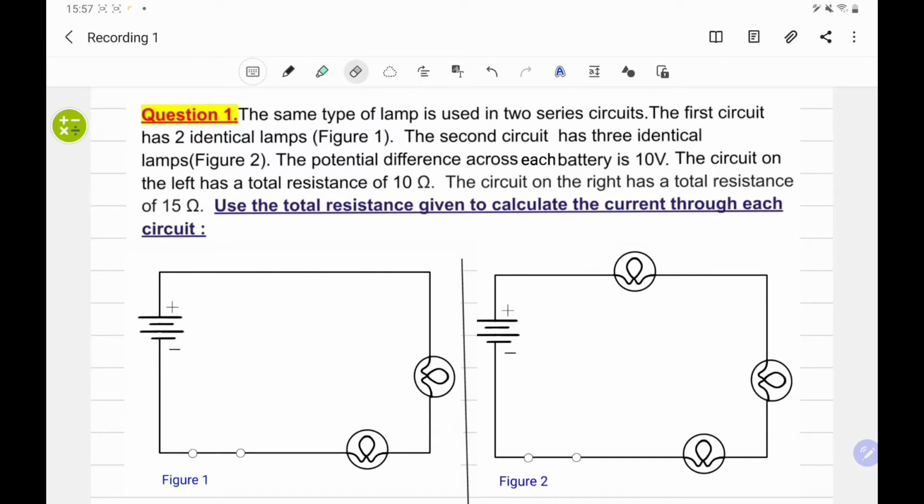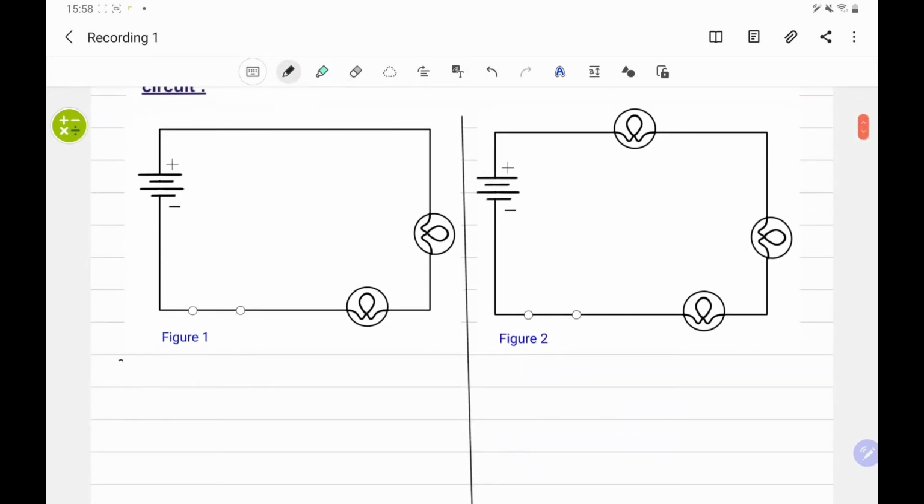Use the total resistance given to calculate the current through each circuit. So, we have to find the current through each circuit. Let's start with figure 1. We're going to state the given.